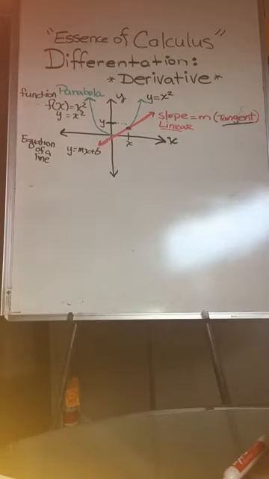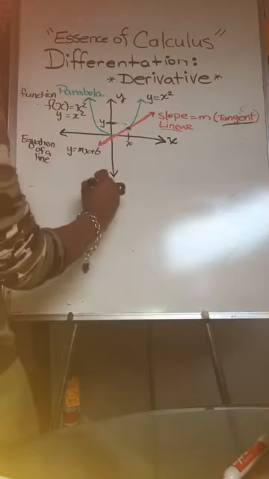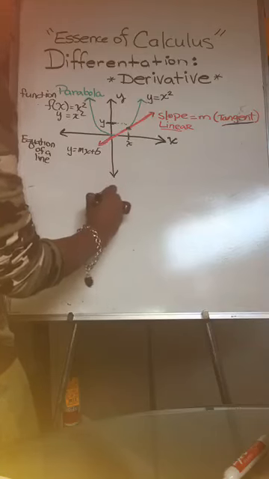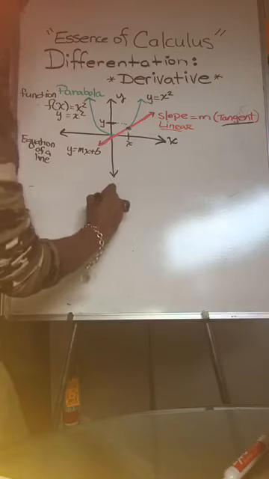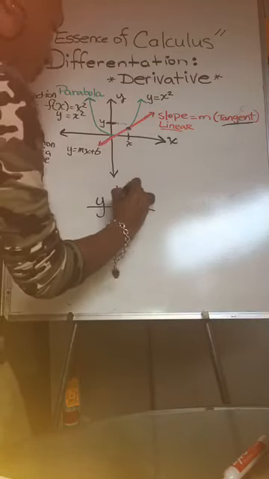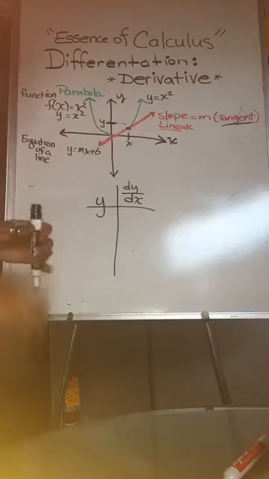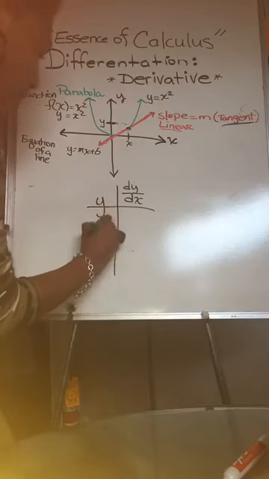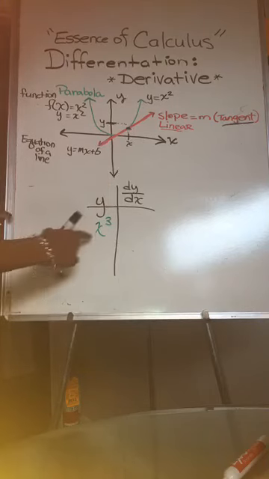All right, so let's go to some examples, and I'm going to create a table so we can see how to do this. So here's my table. We're doing y, and we're going to have dy divided by dx. All right, so we're going to differentiate. So what if I have x cubed? How would I differentiate this?